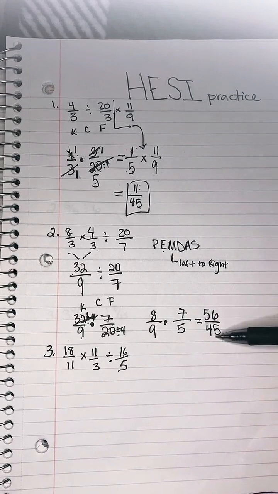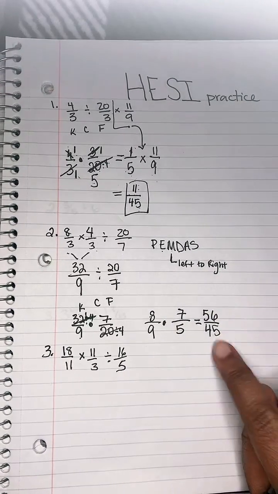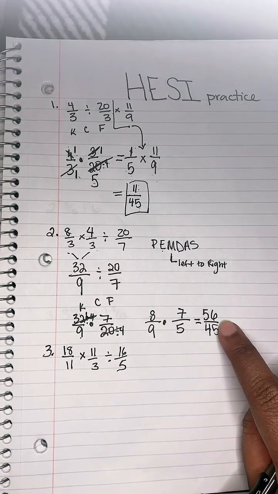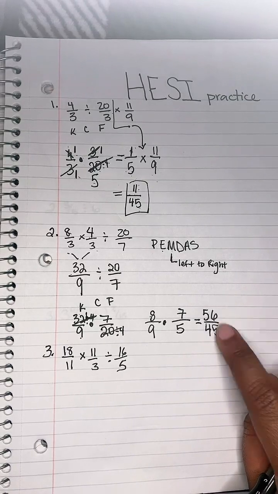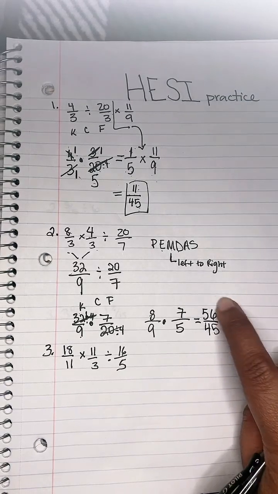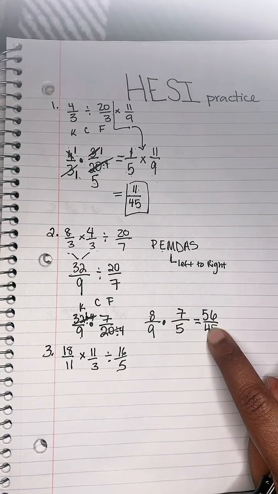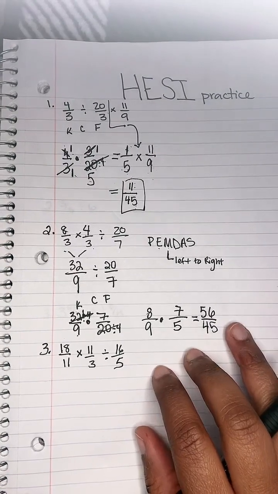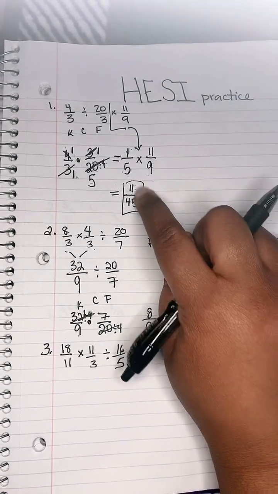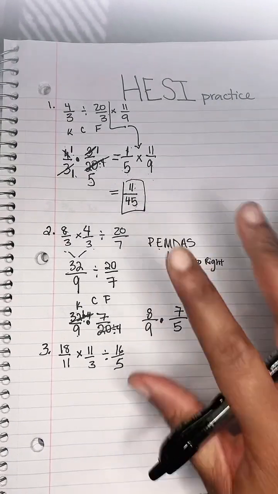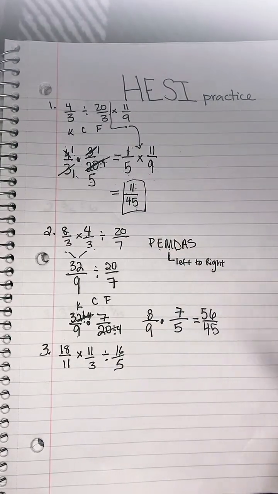Good. So 56 over 45. Now we cannot leave this. Good. Somebody said, can we change it into a mixed number? We must change this into a mixed number, because I know on the HESI test, they only give you answers like this, which are proper fractions or mixed numbers. So we're going to do that.